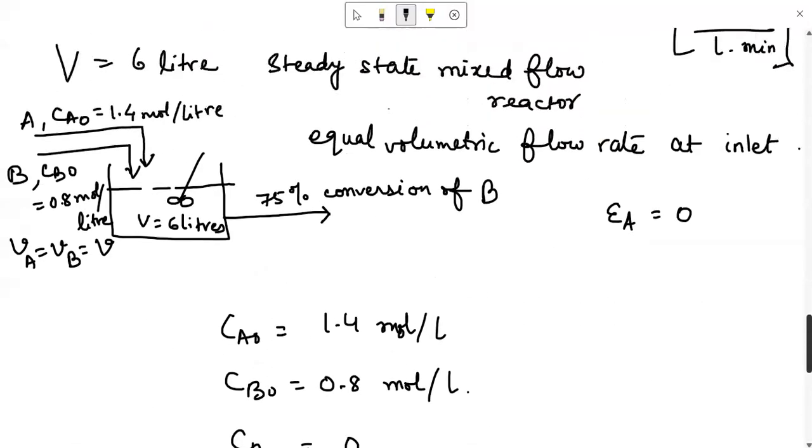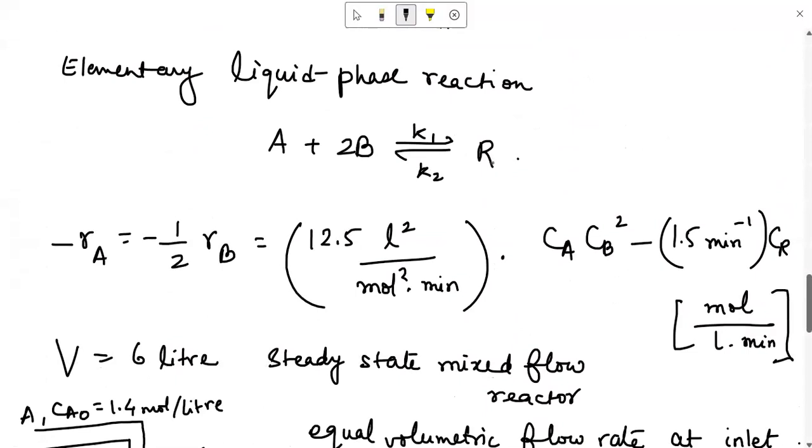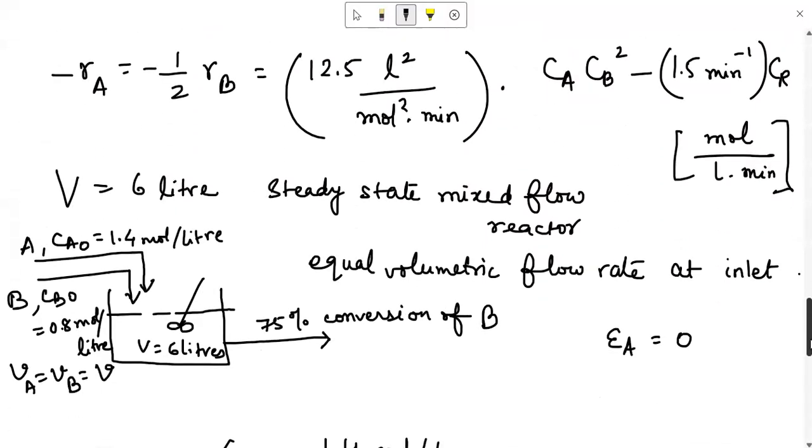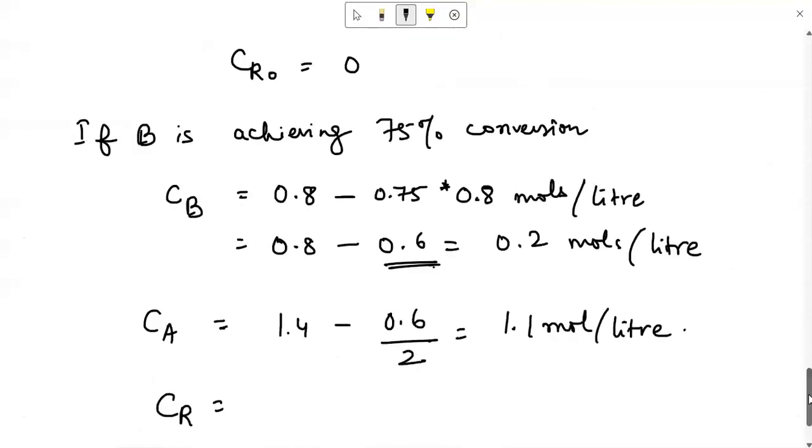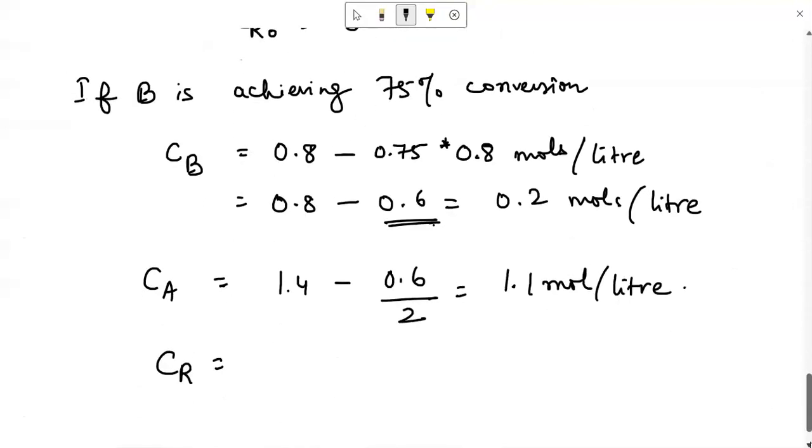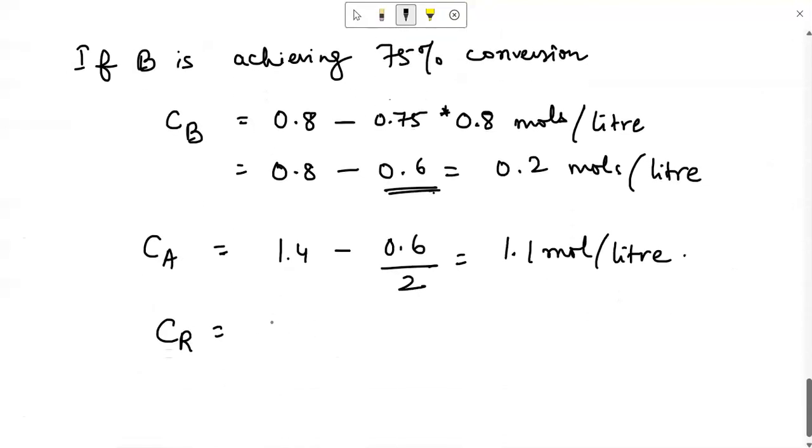Accordingly, we can say Cr equals, let's see again, 2B will give you 1 R, right? Therefore, Cr equals 0.6 by 2, that is 0.3 moles per liter. So far so good.